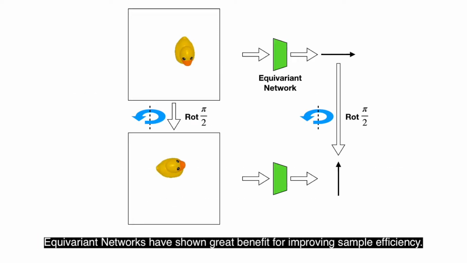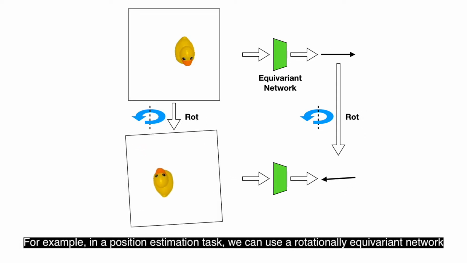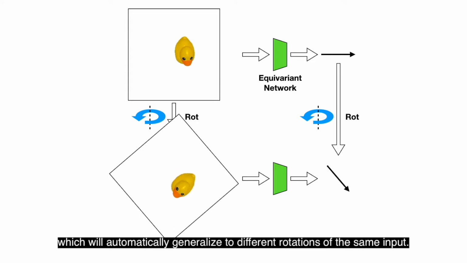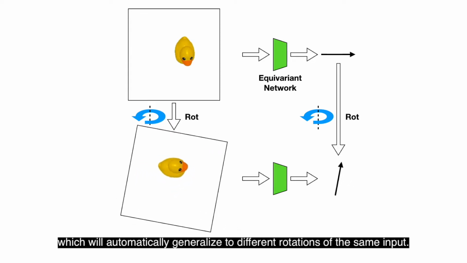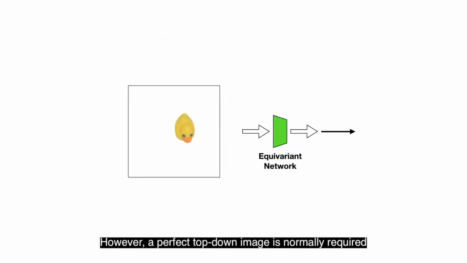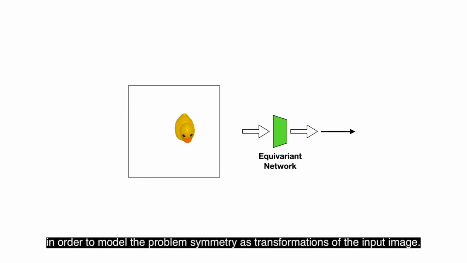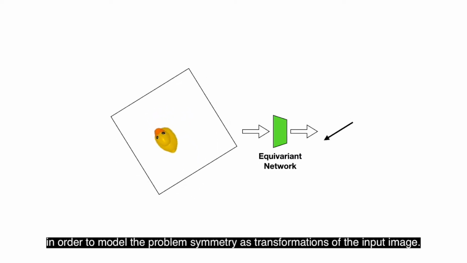Equivariant networks have shown great benefit for improving sample efficiency. For example, in a position estimation task, we can use a rotationally equivariant network, which will automatically generalize to different rotations of the same input. However, a perfect top-down image is normally required in order to model the problem symmetry as transformations of the input image.